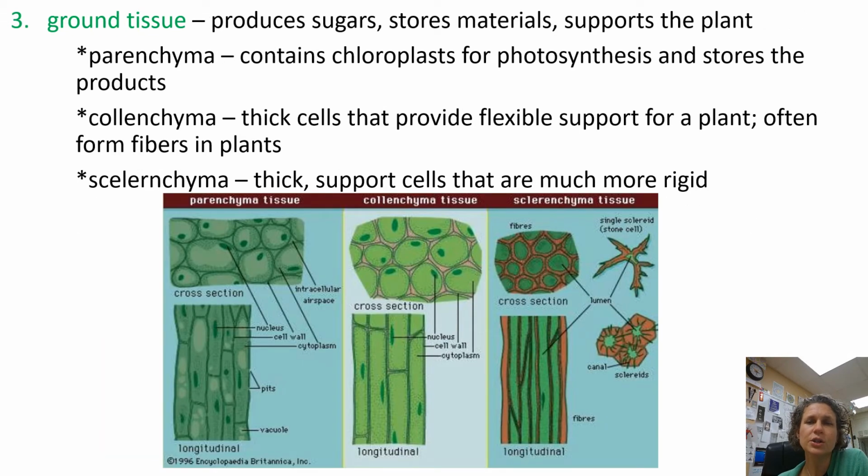Okay, ground tissue. This produces sugars, stores materials, supports the plant. This is the tougher structure. It's outside of the xylem and phloem we just talked about. And there are three types. You have the parenchyma, and this is where chloroplasts are. So photosynthesis takes place here. It also stores the products, the glucose, and then the cells can kind of put it together to make sugars.